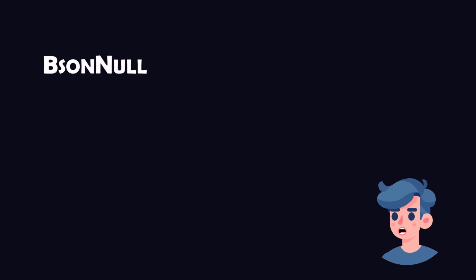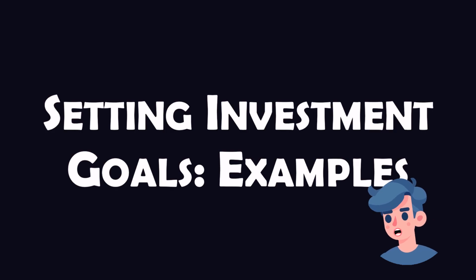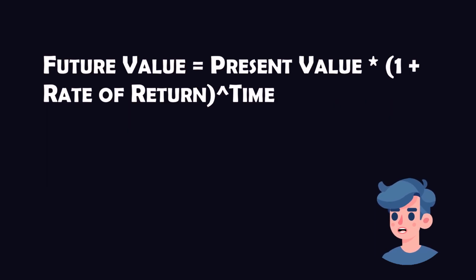The first component is setting your investment goals. This includes both financial objectives and timelines. For example, a 35-year-old aiming to retire at 65 might have a primary goal of accumulating $1 million in retirement savings over the next 30 years. In contrast, a 22-year-old saving to buy a home might set a goal of saving $50,000 within 5 years.